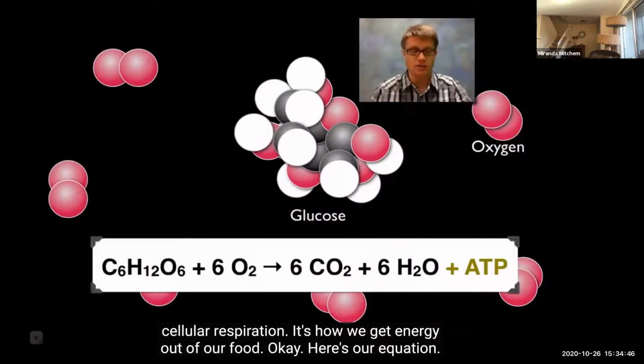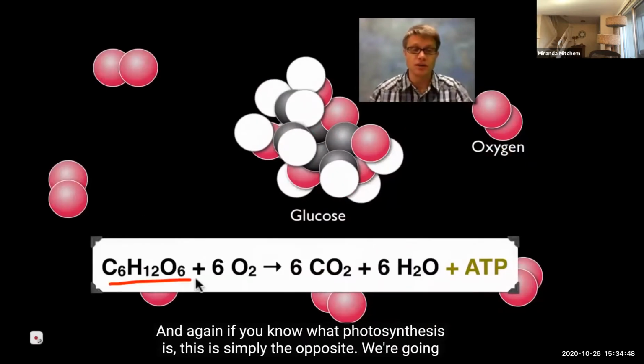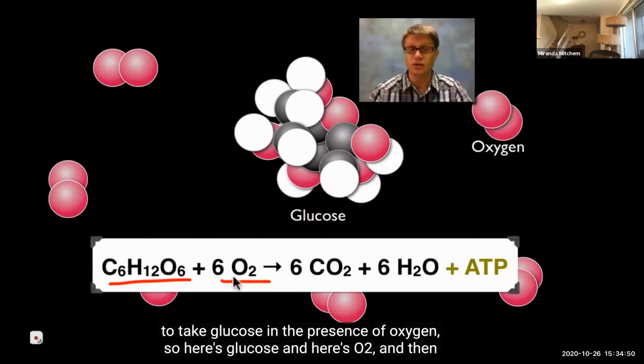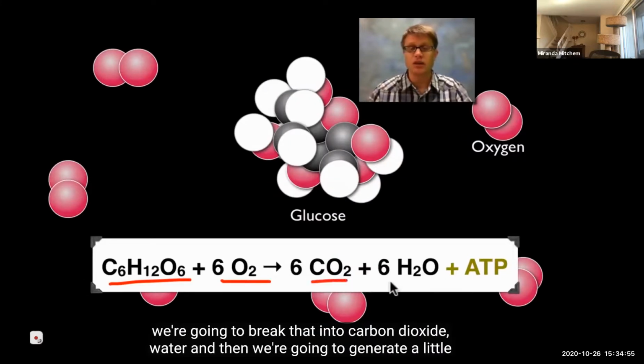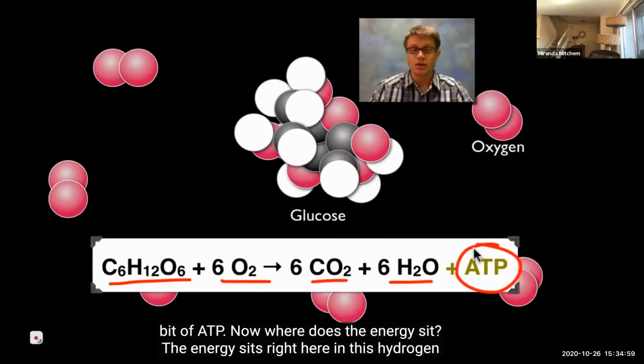Okay, here's our equation. And again, if you know what photosynthesis is, this is simply the opposite. We're going to take glucose in the presence of oxygen. So here's glucose and here's O2. And then we're going to break that into carbon dioxide, water, and then we're going to generate a little bit of ATP. Now, where is the energy sit?